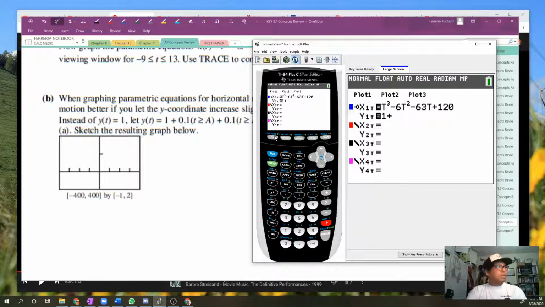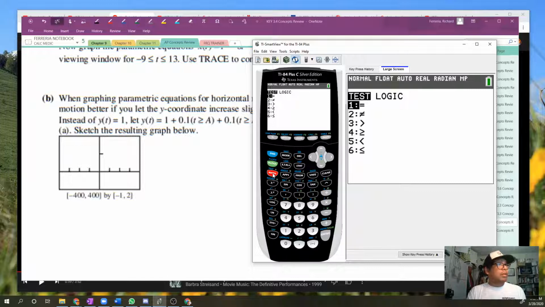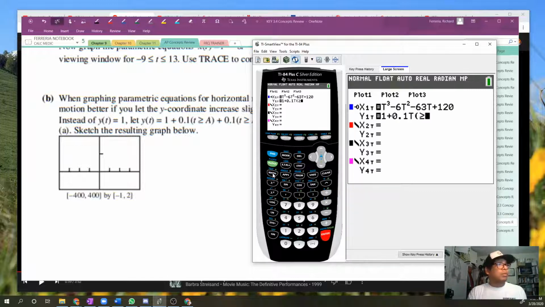So we've got t plus 0.1t, and then it says to put a parenthesis, and then t greater than or equal to a. Geez, how do we figure out t is greater than or equal to a? Well, the greater than or equal to button is actually under second math, and there's that greater than or equal to. When t is greater than or equal to a, I think it said a is going to be our first change in direction, which was -3.